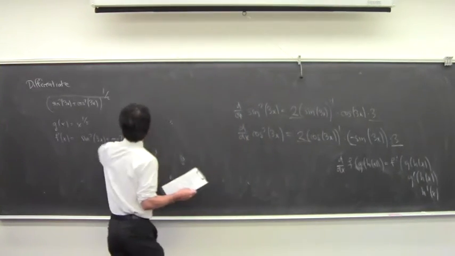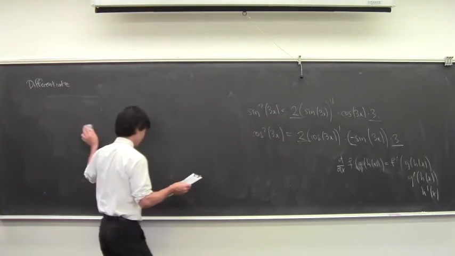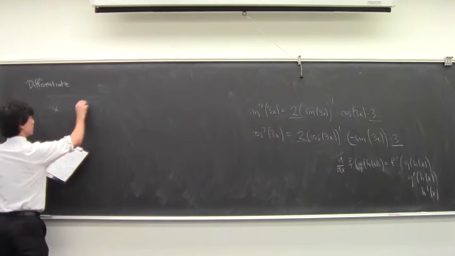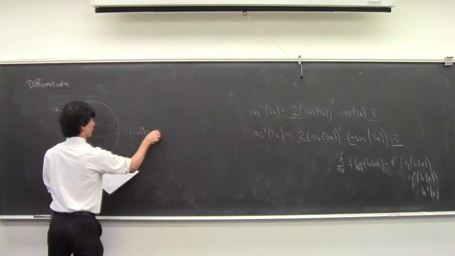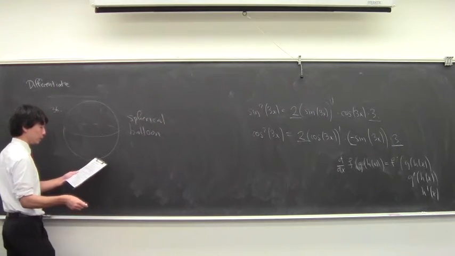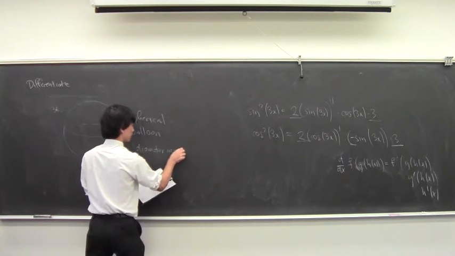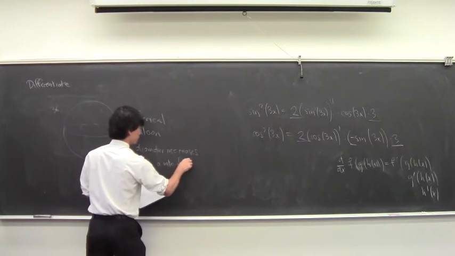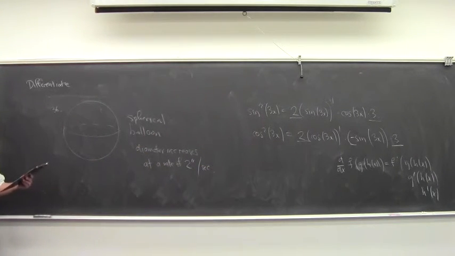Okay, so one last type of problem. I'm not sure if we'll have time to do it, but let's try. Here's problem 36. There's a spherical balloon, and you know that the diameter increases at a rate of 2 inches per second. The diameter of the balloon increases at a rate of 2 inches per second.